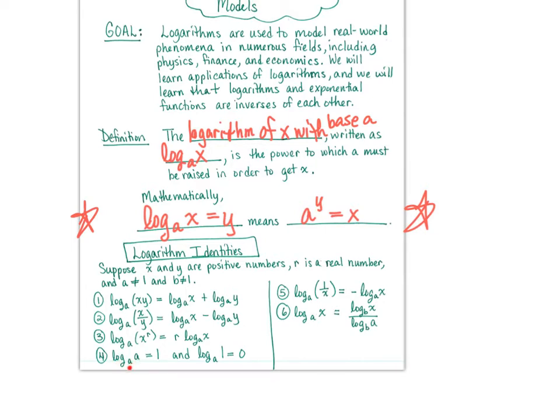Log of a base a is equal to 1, and log of 1 base a is equal to 0. Log of 1 over x base a is equal to negative log of x base a. And log of x base a is equal to the log of x base b divided by the log of a base b, so this allows us to change our base if we want to.